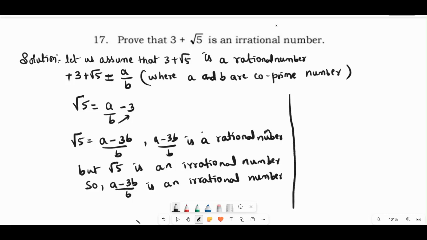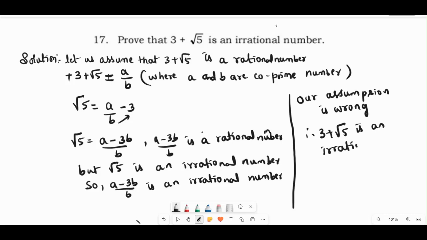That is, if it is an irrational number, our assumption is wrong. What we have taken is wrong because we have taken it as a rational number. Therefore, 3 plus root 5 is an irrational number. Hence, it is proved.